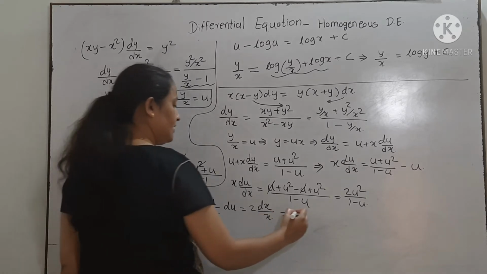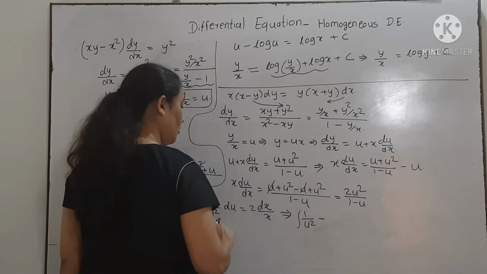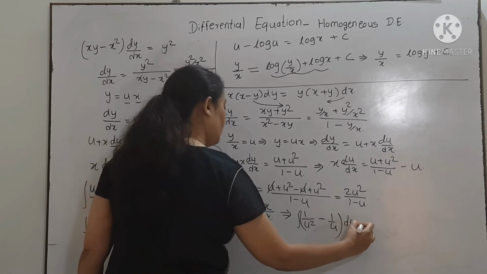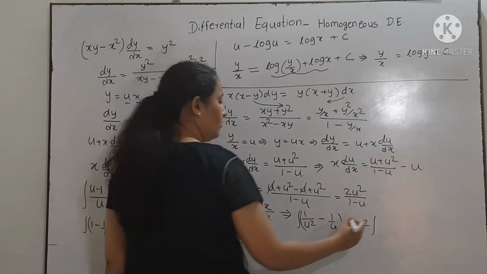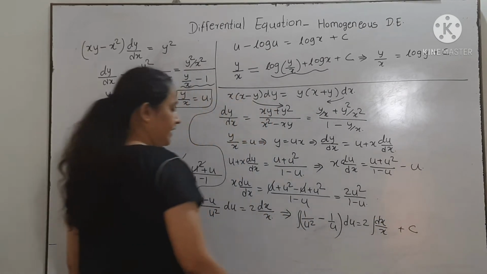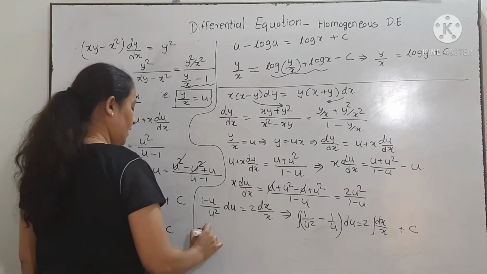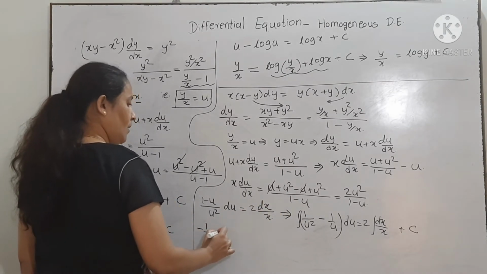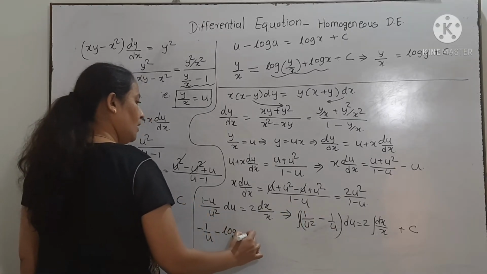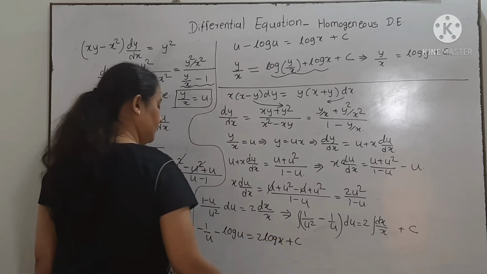If I integrate this, the integral of 1 upon u square minus u upon u square, which is 1 upon u, du, equals 2 times the integral of dx upon x plus the constant of integration c. Now if we integrate, what is the integral of 1 upon u square? It is minus 1 upon u, minus the integral of 1 upon u, which is log u, equal to 2 log x plus c.